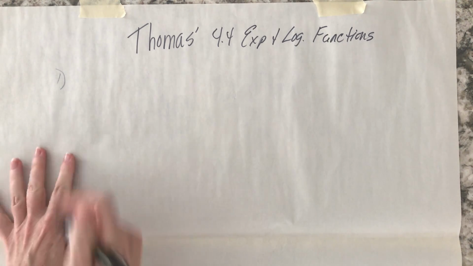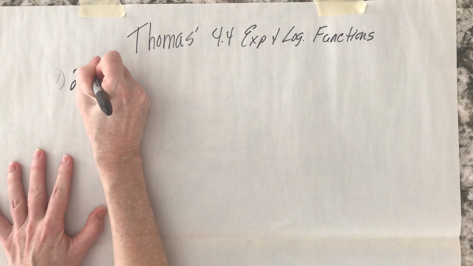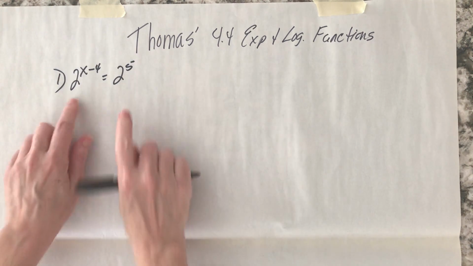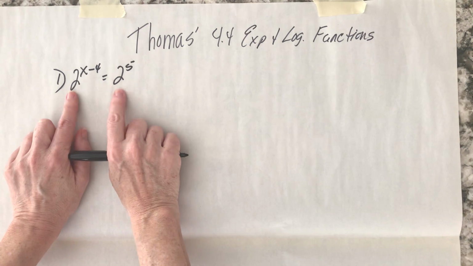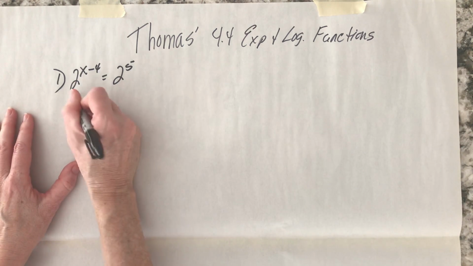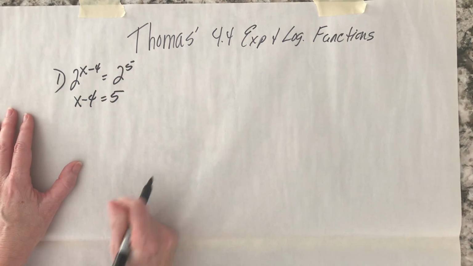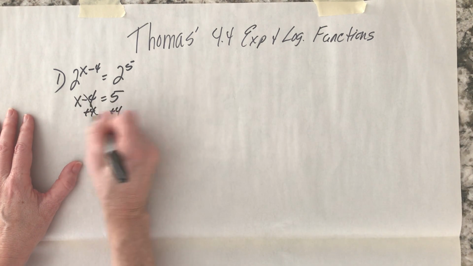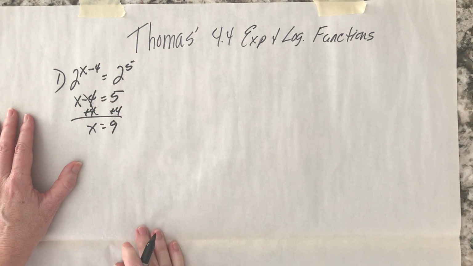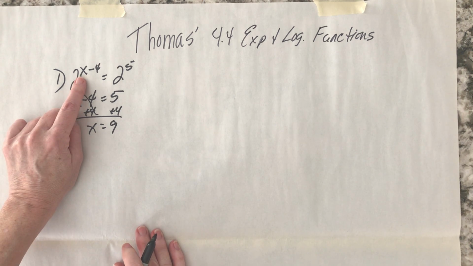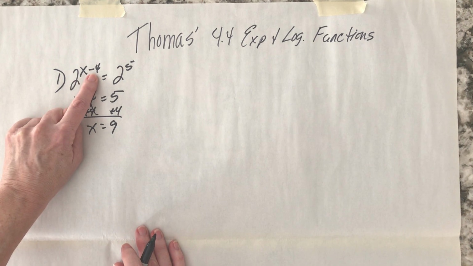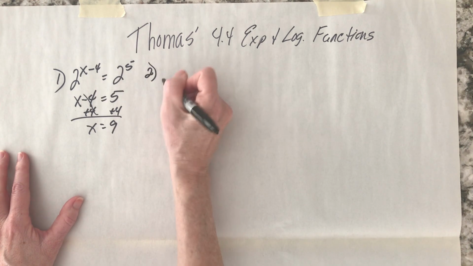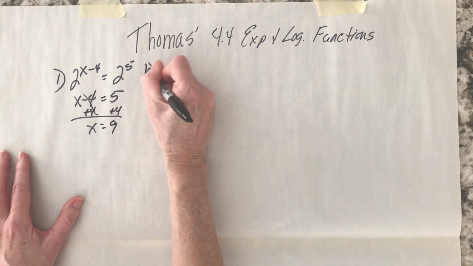Number one, we've got 2 to the x minus 4 equals 2 to the 5th power. They're both the same base. When the bases match, the exponents match. We've looked at that a few times. So set the exponents equal to each other, move the 4 over, and you've got x equals 9. And if you put that 9 in there, 9 minus 4 is 5. 2 to the 5th equals 2 to the 5th. Makes some good sense.